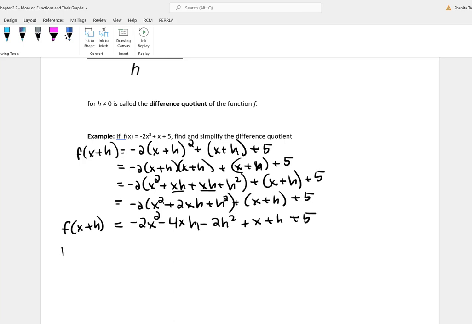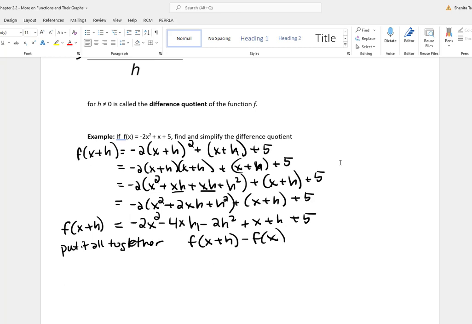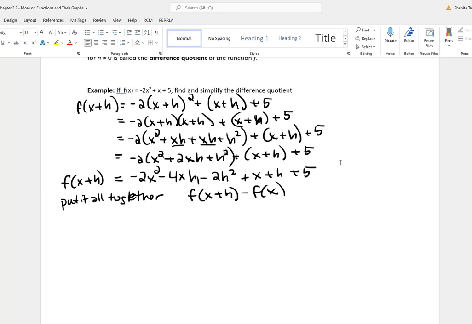So now let's put it together. The next thing we have to do is take the f of x plus h and subtract off our original function of f of x. So I'm just doing this numerator part here. I have -2x squared minus 4xh minus 2h squared plus x plus h plus 5. I'm going to subtract off the original function of -2x squared plus x plus 5.